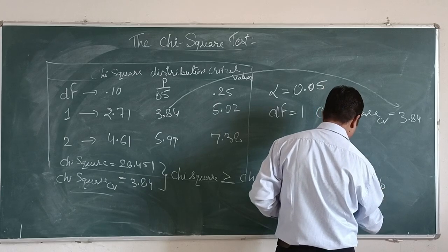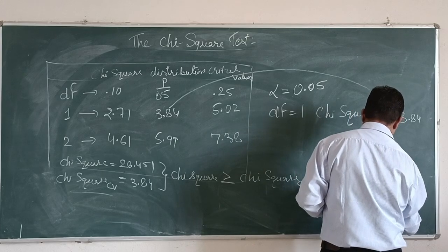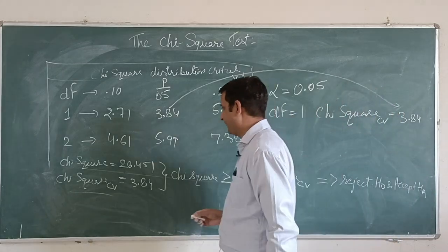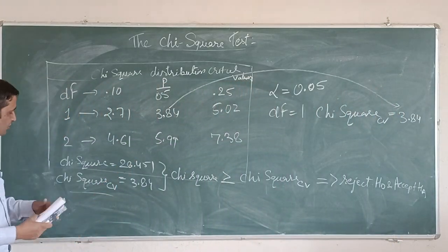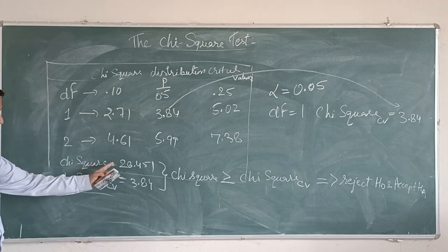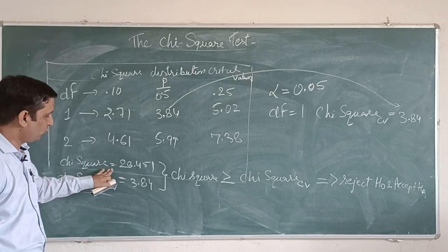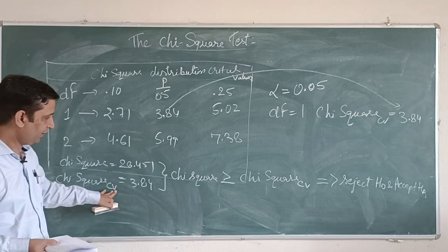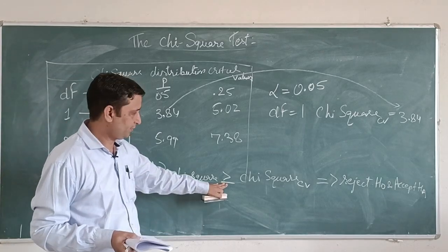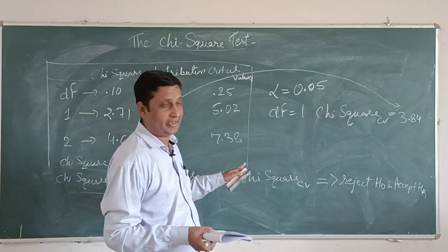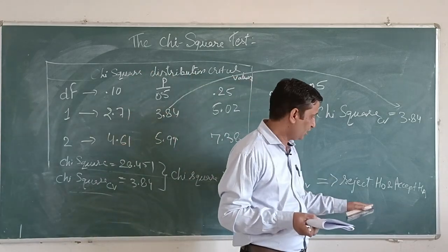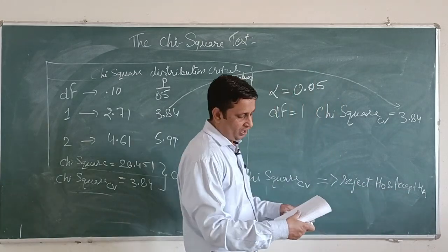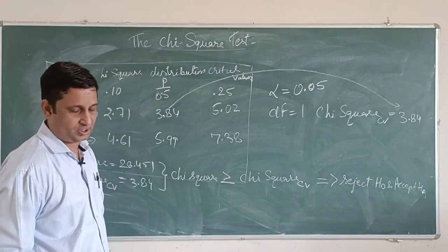Reject H0 and accept HA. Okay. When we look at these two values, it clearly indicates that the chi-square value is much greater than the chi-square critical value. We already wrote it here. From this theory we can say that we reject the null hypothesis and accept the alternative hypothesis.